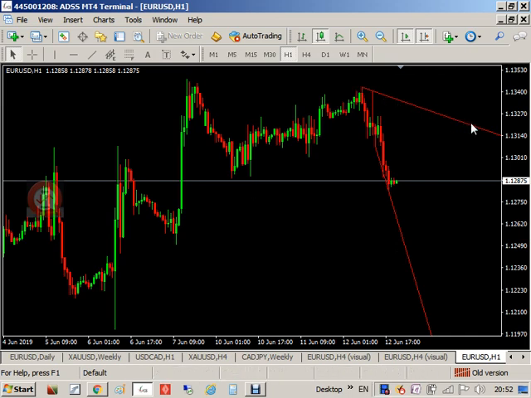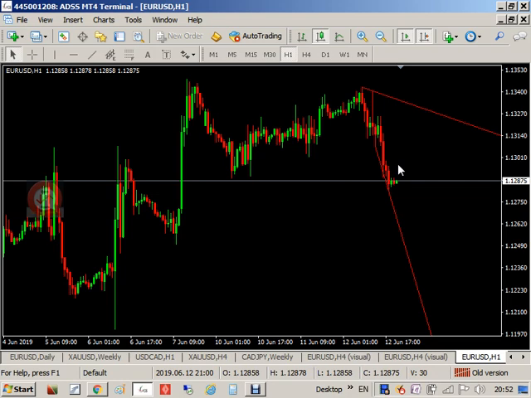This one, I call it the resistance. This one, I call it the support. And in between are the candles and the price for the euro, US dollar, 1 hour trend. Okay? So with time, those two lines will keep moving up and down until you take a decision to buy or sell.